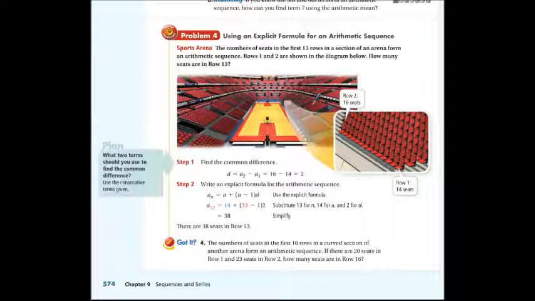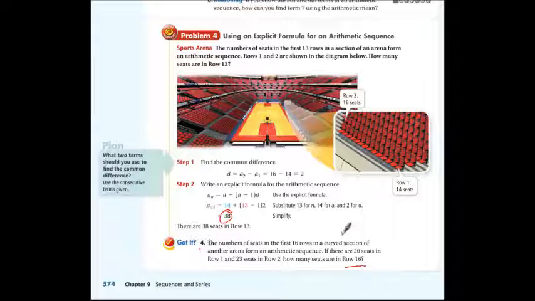Use an explicit formula for an arithmetic sequence. So we have the sports arena. There's 13 seats in a row of an arena that form a sequence. Rows 1 and 2 are shown in the diagram. How many seats are in row 13? Here there's 14, then 16, and we're telling you it's a sequence. The common difference is 2, so you just plug it into the formula and you get 38. It's really no problem. Go ahead and pause the video here and try to find how many seats are in row 16, and got it, number 4.